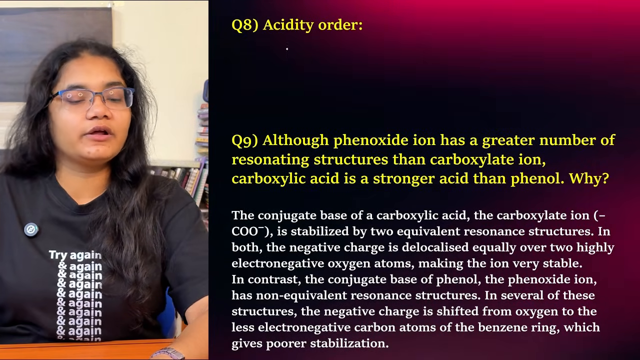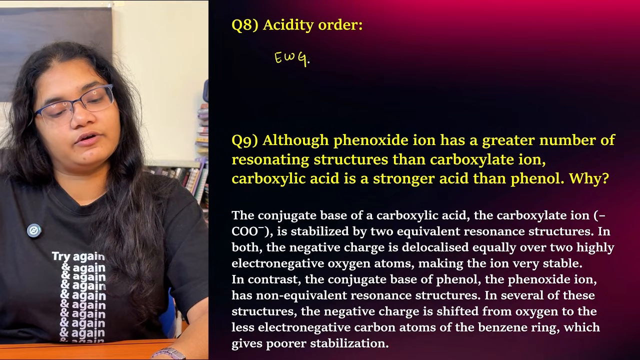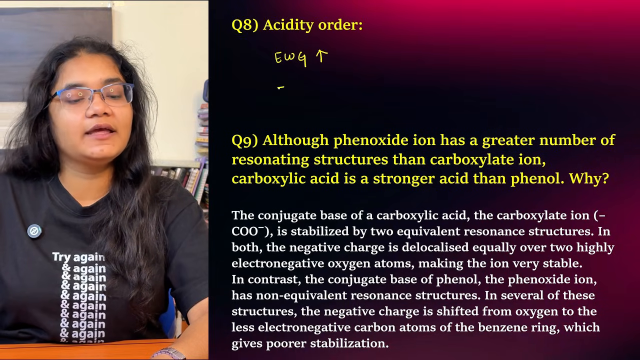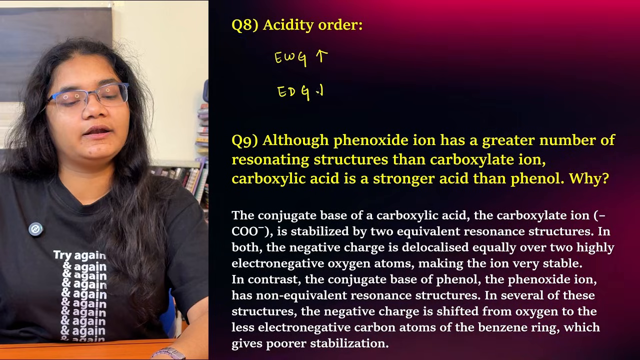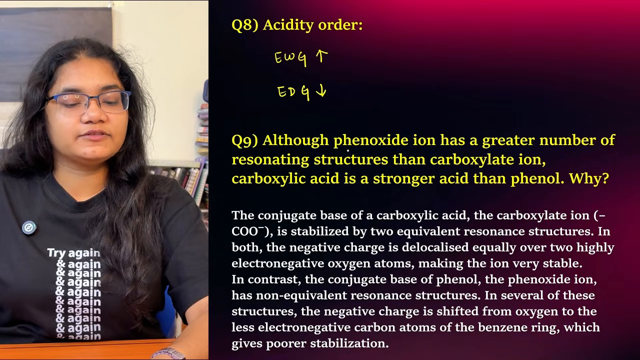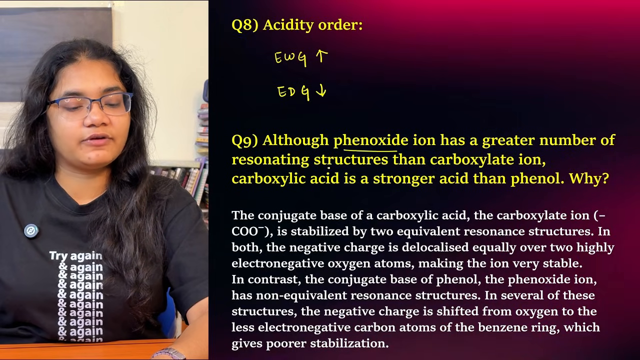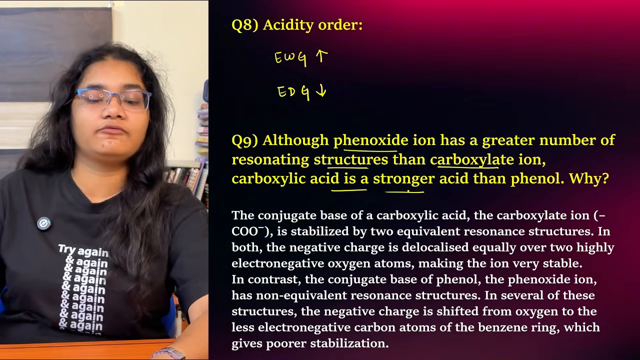Next, acidity order. Always remember, if you have an electron withdrawing group, it increases the acidity, and if you have an electron donating group, it decreases the acidity. Next, phenoxide ion has more number of resonating structures than carboxylate ion. Carboxylic acid is stronger than the phenol group.